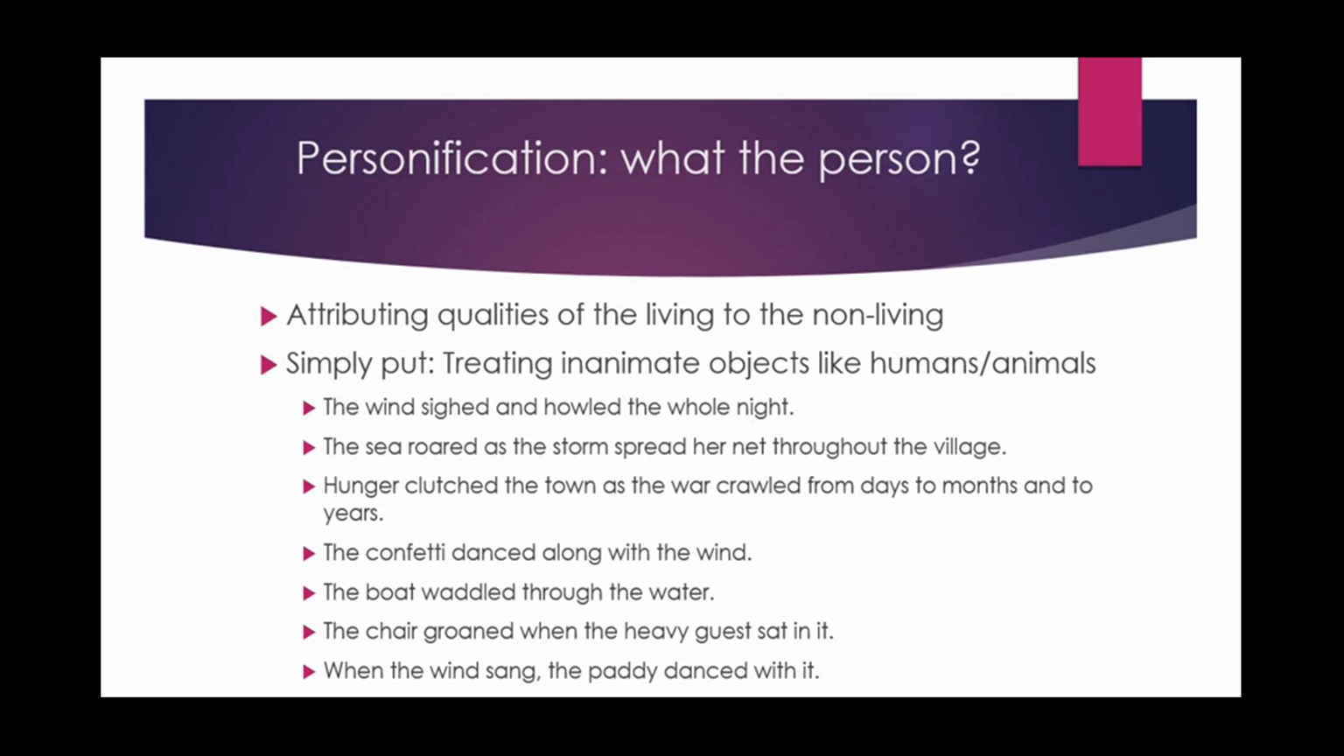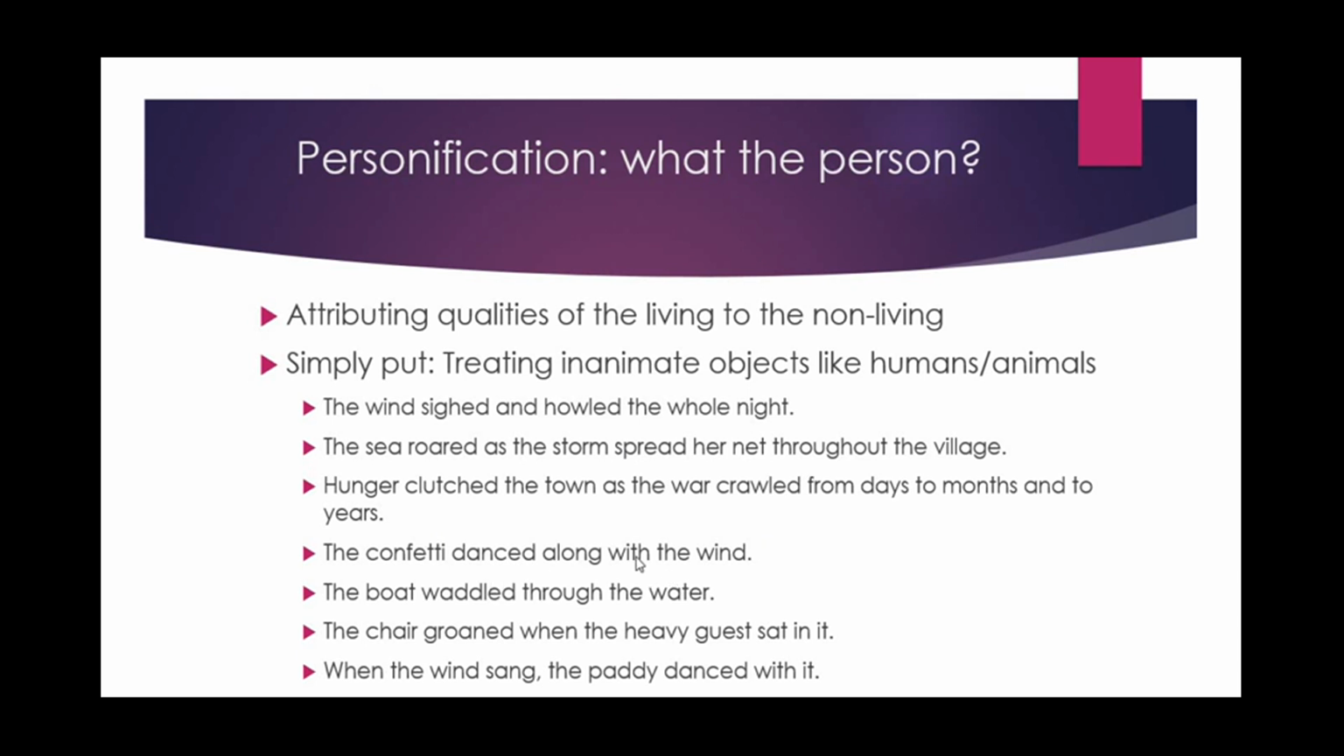The next sentence: hunger clutched the tongue as the war crawled from days to months and to years. Here we are comparing hunger to something strong that is clutching, holding the tongue. And then war has been compared to something that crawls very, very slowly, or maybe like a snail. In the first example, the verbs sighed and howled. In the second example, the verbs roared and spread. And the third example, clutched and crawled, tell us that personification has been used.